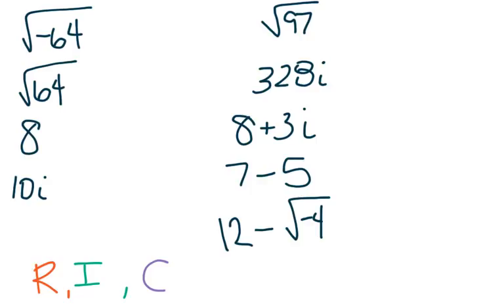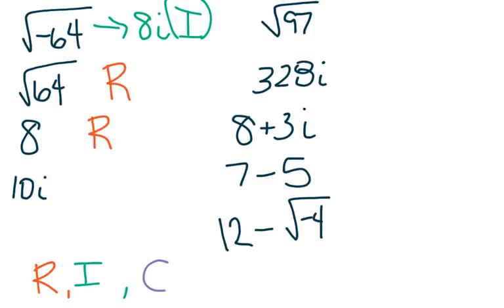The square root of negative 64. Remember, the real subset of numbers cannot have a square root of a negative number, so we have to use an imaginary number to denote that. That would end up being 8i, which is an imaginary number. The square root of 64, that's a positive number. That can have a real number value to it, so that's going to be a real number. 8 is a real number.